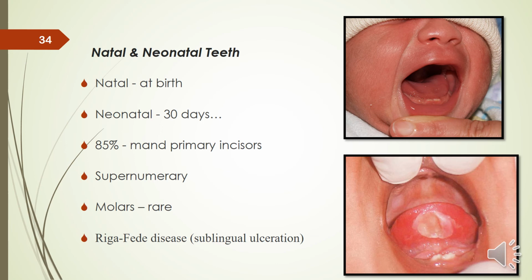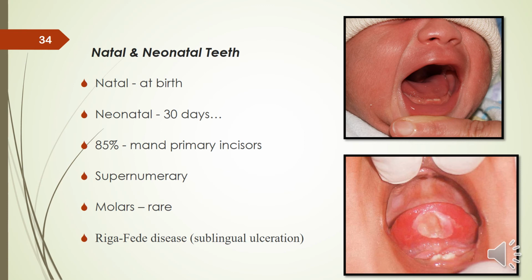Neonatal and natal teeth, again it is not uncommon to have children from birth to the first month of life who can have teeth, right? If the teeth are there at birth, it's called natal teeth, and teeth which erupt within the first 30 days are called neonatal teeth. So the presence of these teeth can be normal and it can be distressing, because we have a condition called Riga-Fede disease. Because of the presence of these teeth, trauma to the ventral surface of the tongue will happen during feeding.